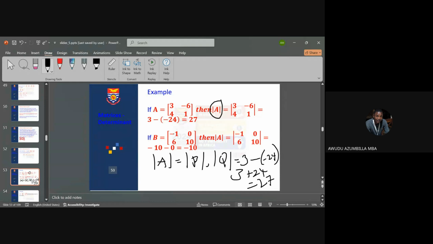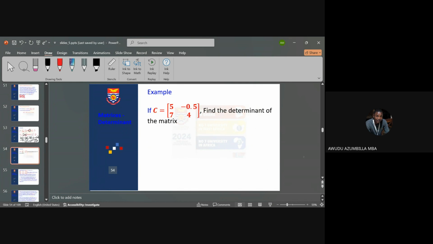You multiply 1 by 10. That will give you minus 10. And you subtract it from multiplying 6 by 0. That will give you 0. And the determinant is going to give you minus 10. Okay, so this one minus this is what we call the determinant. So you can find this one as well.